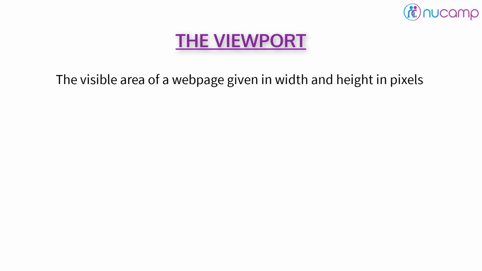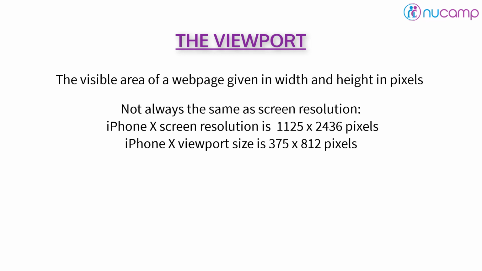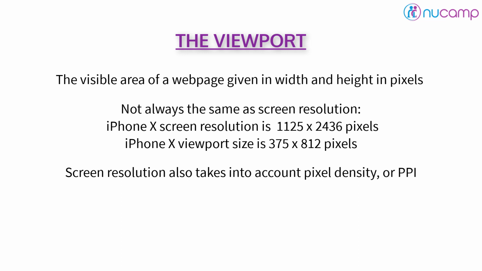And there's that word viewport that I promised you I would come back to in the last lesson. What is your viewport? In the simplest terms, it's a visible area of a web page in a browser given in width and height in pixels. However, you'll find that it's not always the same as your screen resolution. For example, the screen resolution of an iPhone X is 1125 by 2436 pixels, but its viewport size is 375 by 812 pixels. That's because screen resolution also takes into account something called pixel density, or PPI, pixels per inch.